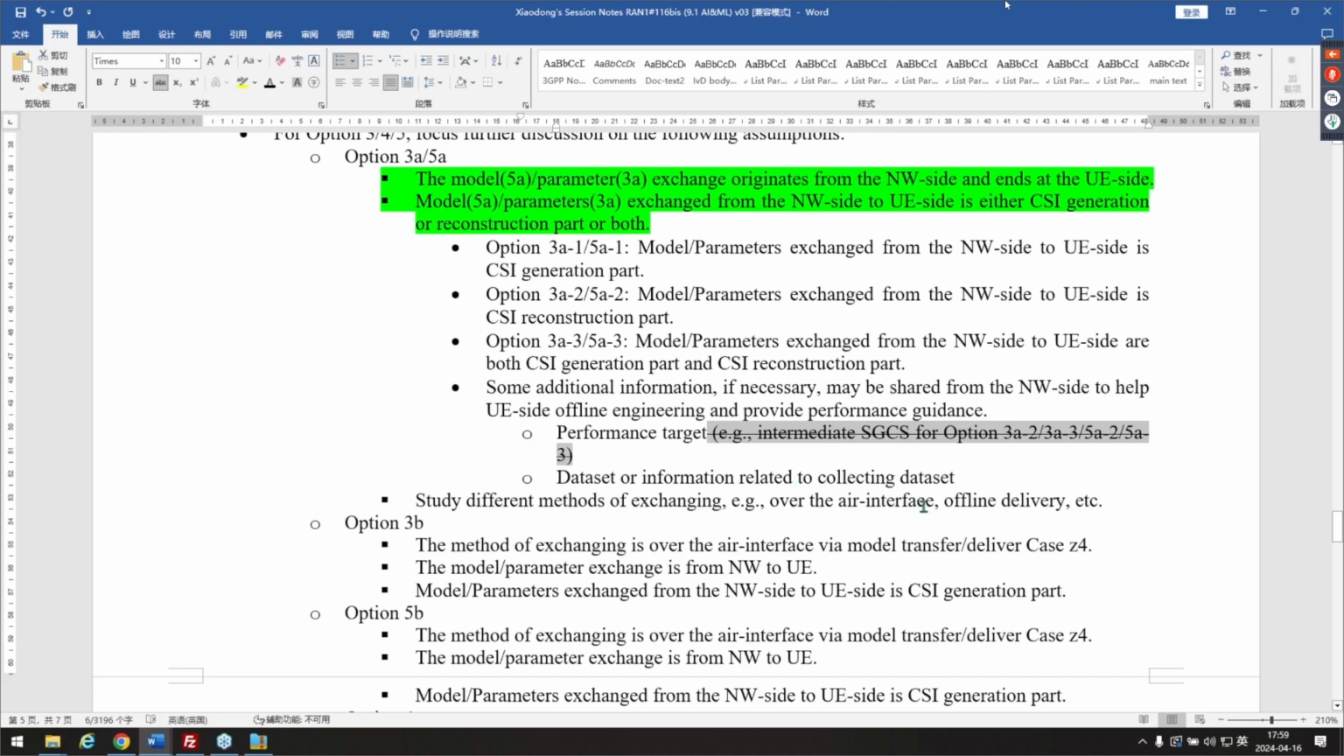Yeah, it's also fine. But I think we should keep at least intermediate SGCS. It clarifies what examples we are talking about.